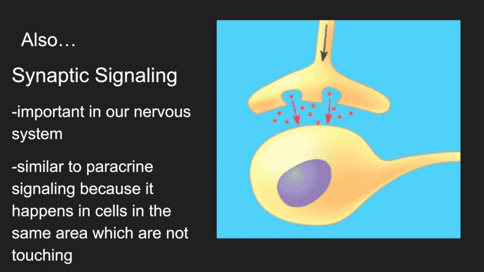We can't talk about paracrine signaling without talking about synaptic signaling. Synaptic signaling is very important in the nervous system because this is how our nerve cells are able to talk to one another.